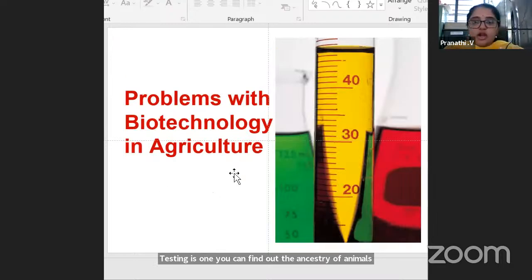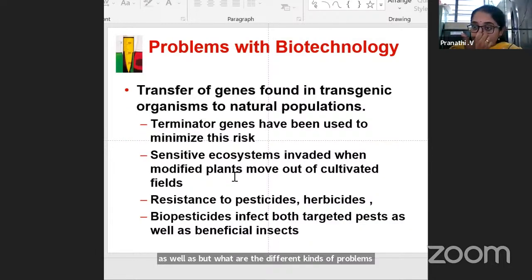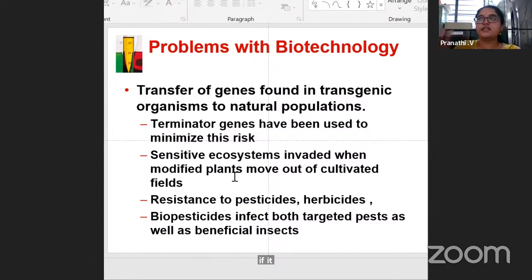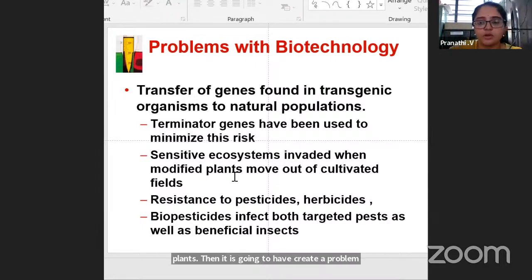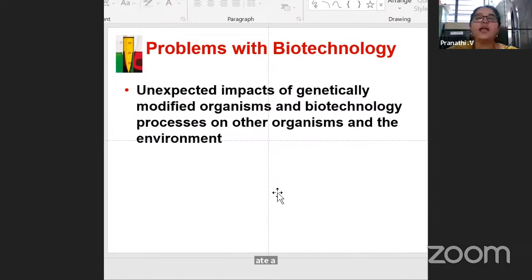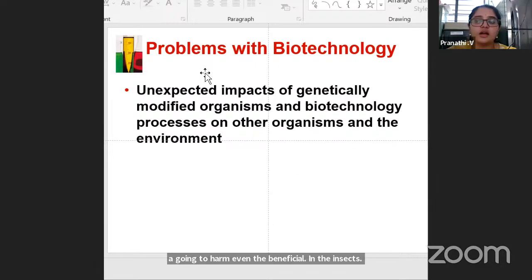But what are the different kinds of problems that there are? Whenever there is a transfer of a gene which is not necessary, though it is attached to a necessity, then it is going to cause a problem. In ecosystems, if they are invaded by different kinds of modified plants, then it is going to create a problem. If a plant develops resistance against pesticides or herbicides, it's a problem because it's going to harm even the beneficial insects also. And genetically modified organisms can have a different impact altogether along with the other organisms.